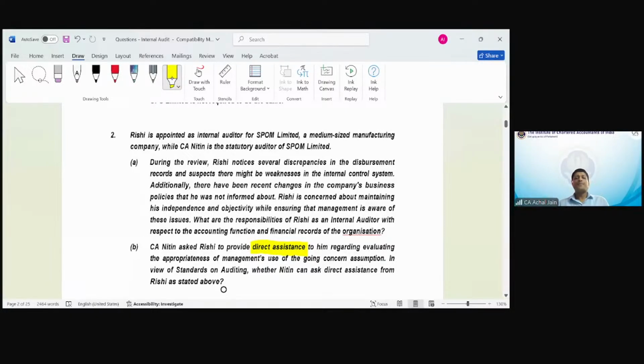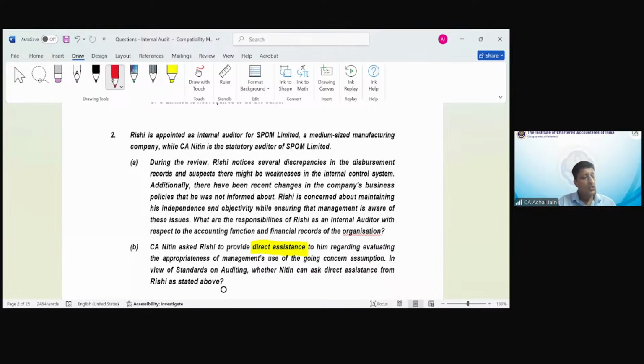Yes. As per 610, he can ask. Okay. So if he can ask, can he ask the internal auditor to perform this evaluation of appropriateness of management's use? No, sir. The answer is no, because for going concern, he can't ask for this direct assistance. He can't take this direct assistance.